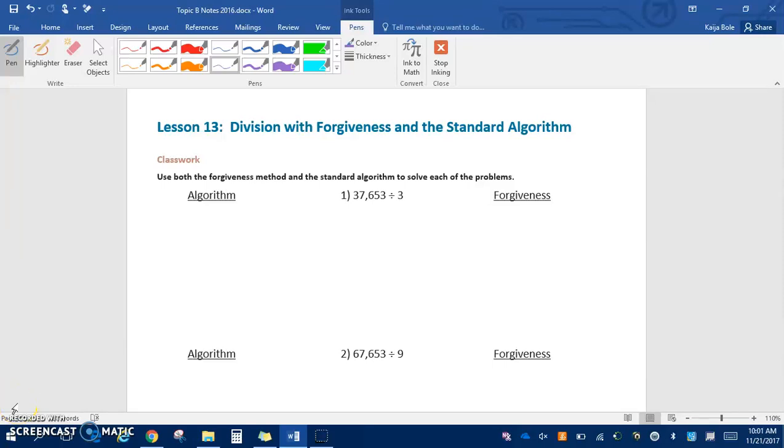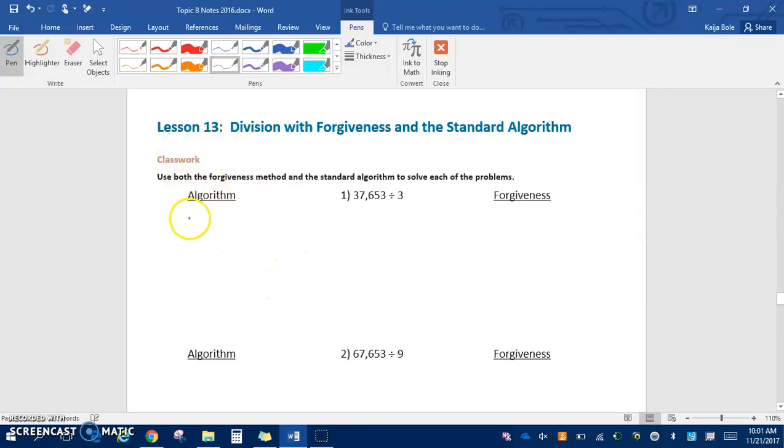Alright, so here we are, lesson 13, division with forgiveness and the standard algorithm. We're only going to look at the first page here, but you'll see that we're going to do the division problems using both methods. So for the first one, we're going to start with the standard algorithm. Now we're going to write it the same way as we normally would.